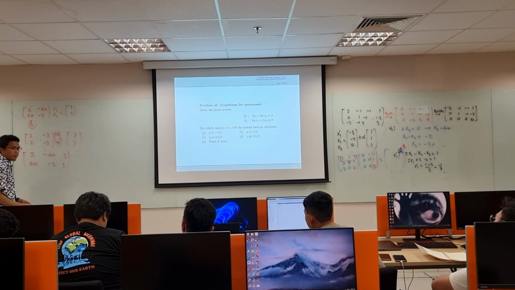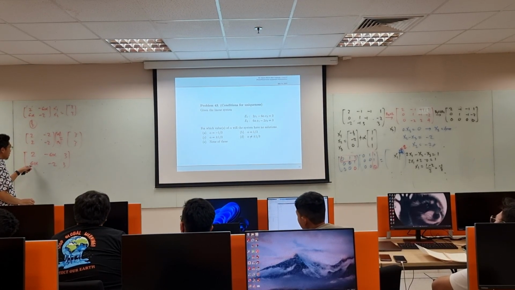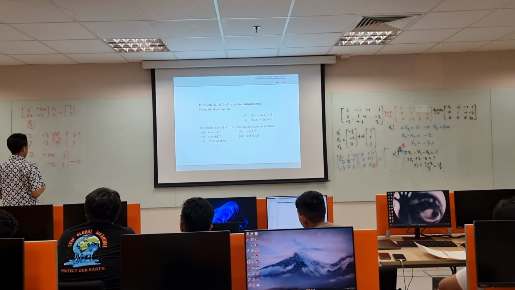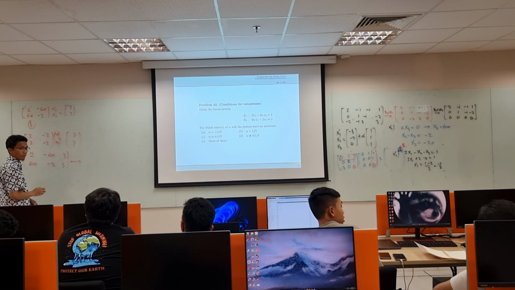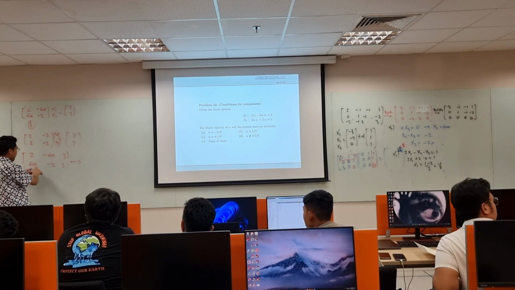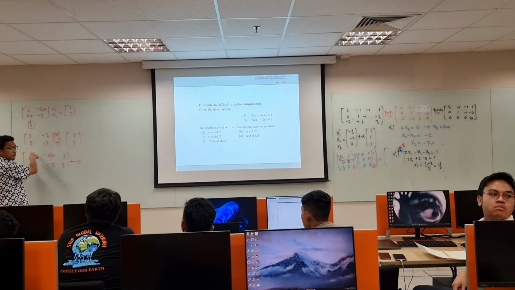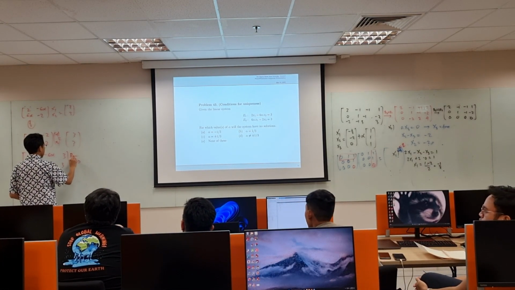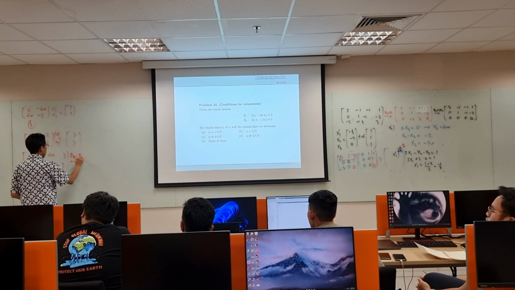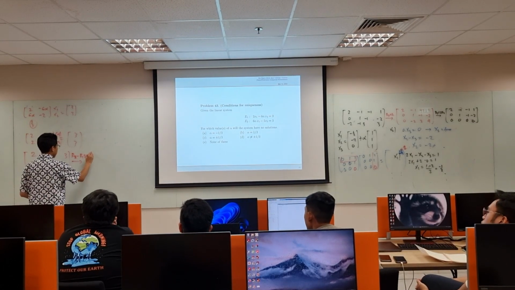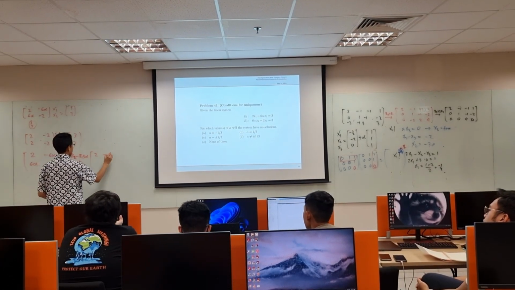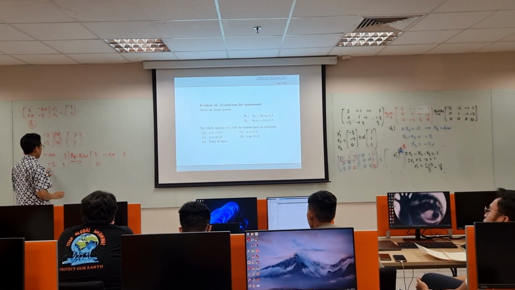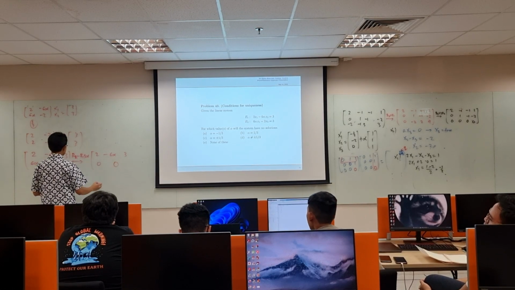Let's do the elementary row operation. To eliminate this, we will multiply with 3 alpha. 6 alpha minus 3 alpha. So R3 minus R2 minus R1 times 3 alpha. Is it 0? 0 again. This one?